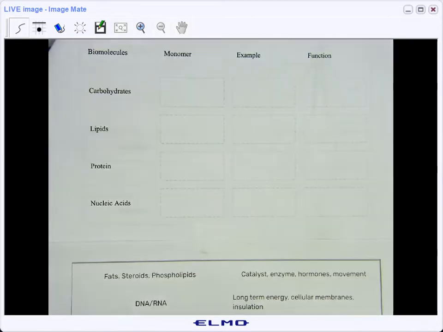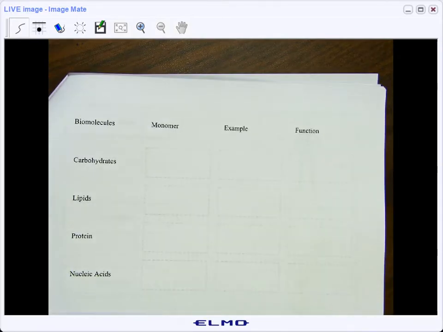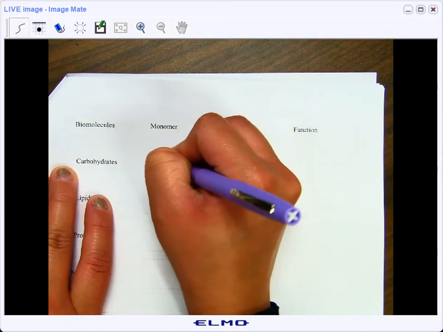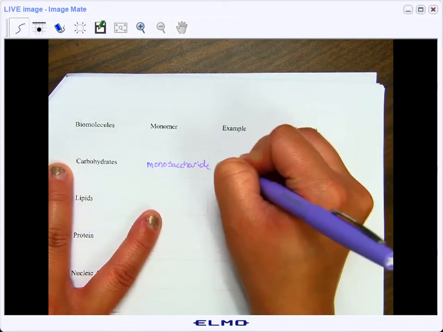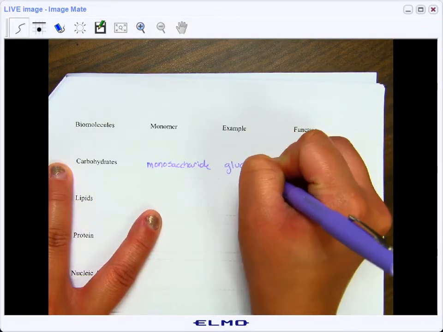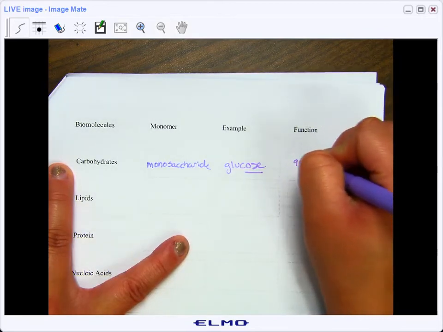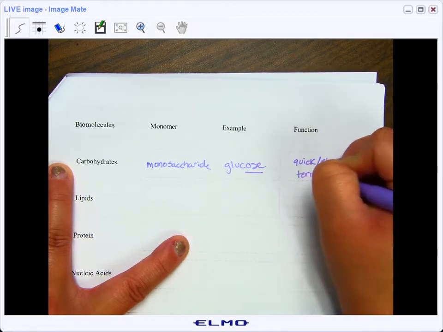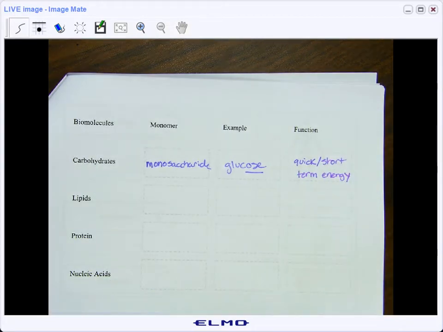Now we're going to fill in our blocks for our 4 major biomolecules. The monomers of carbohydrates are called monosaccharides. An example of that would be glucose. Everything ending in OSE is a sugar. And it's for our quick, short-term energy. It also functions for structural support in plants with cellulose and for food storage.